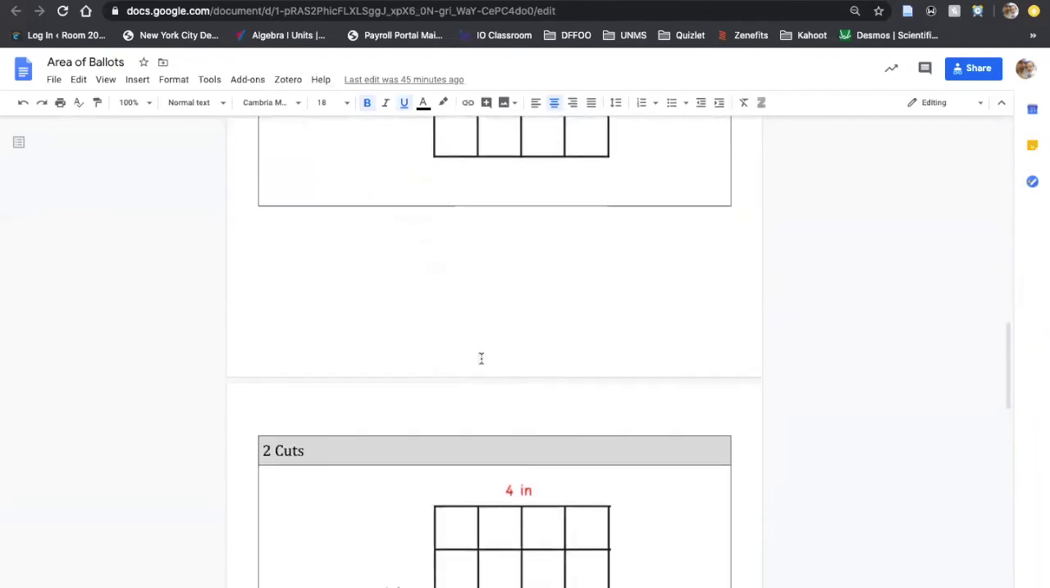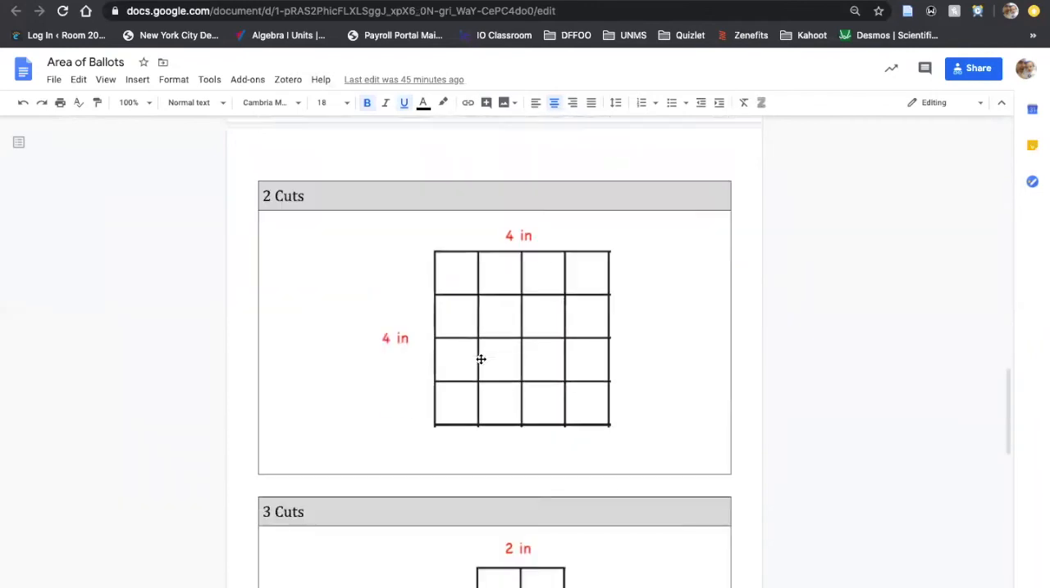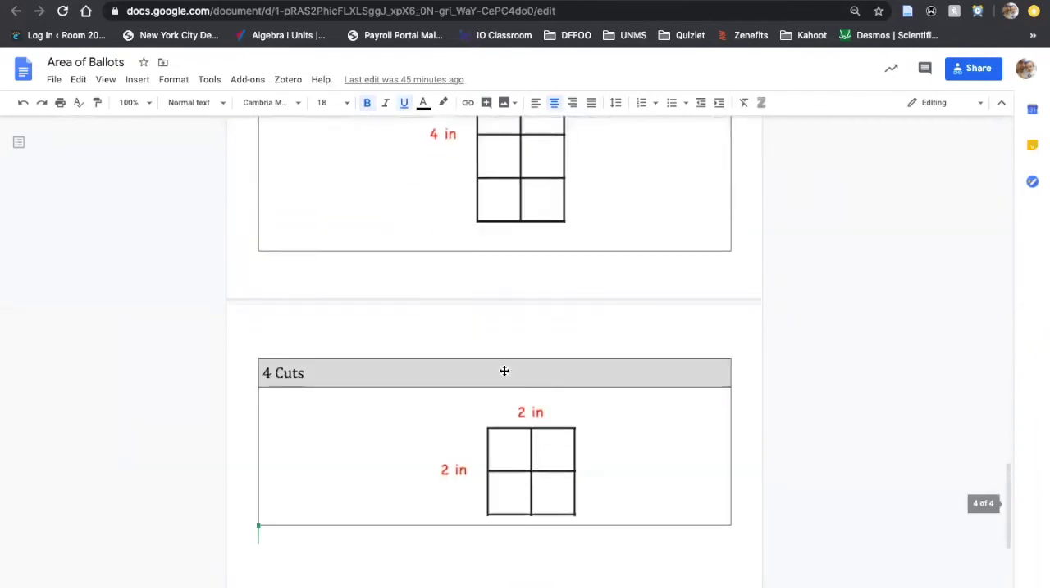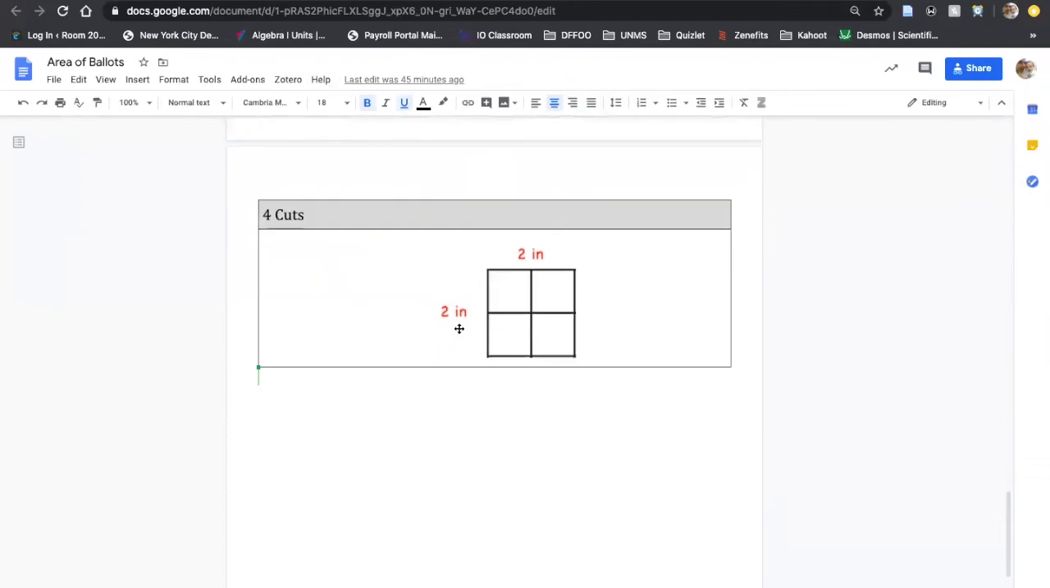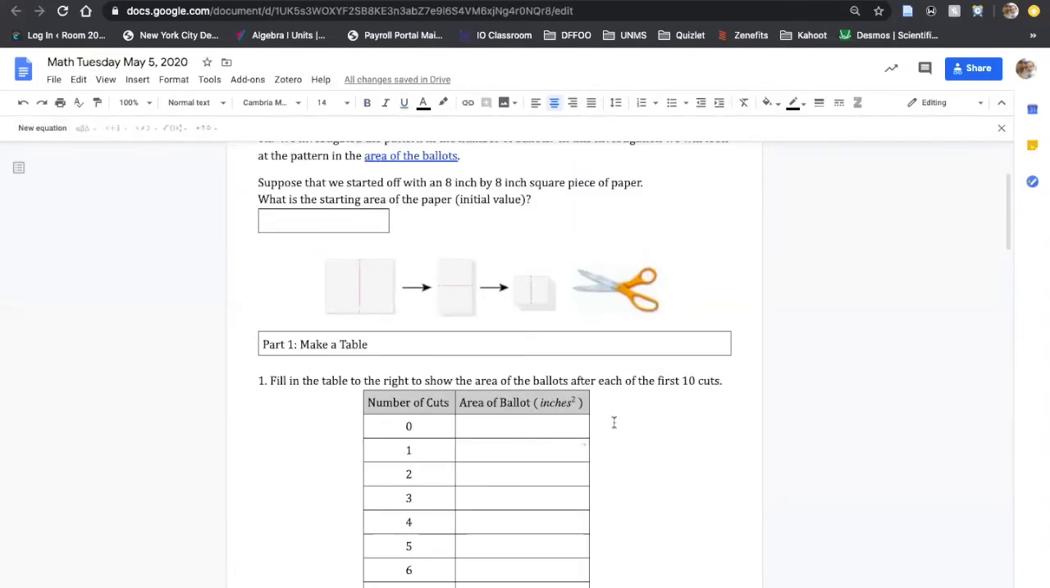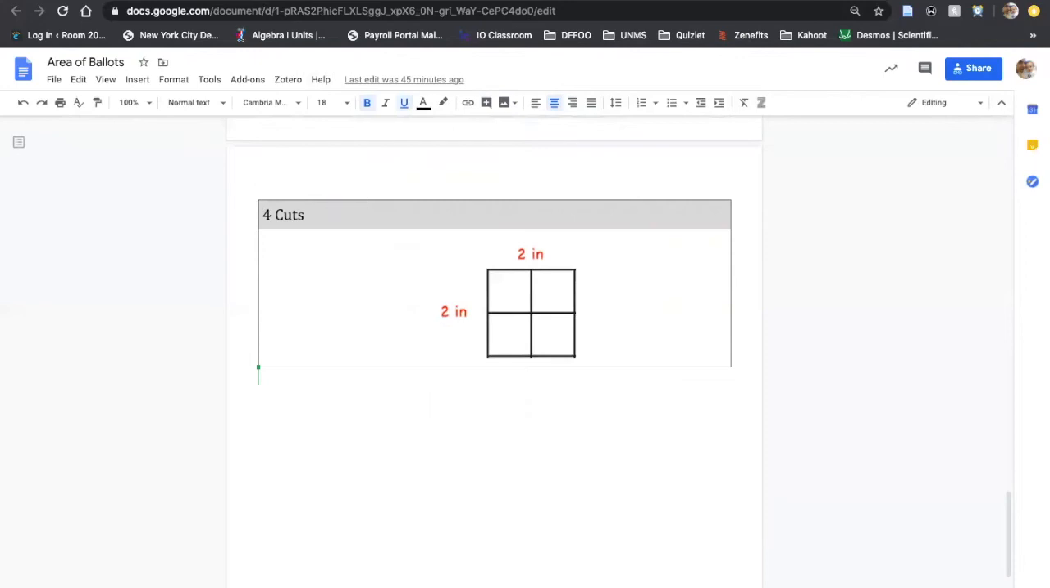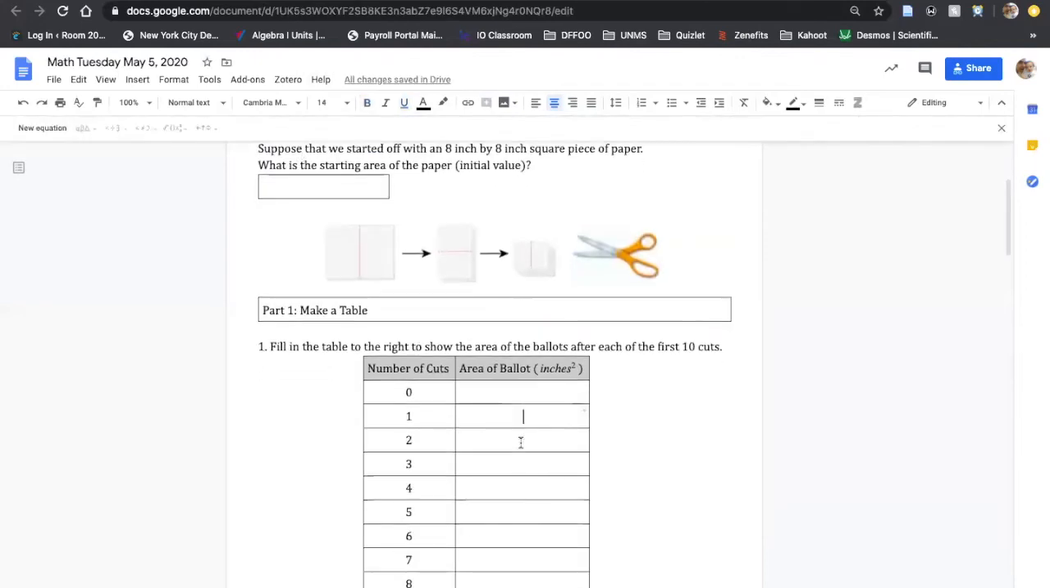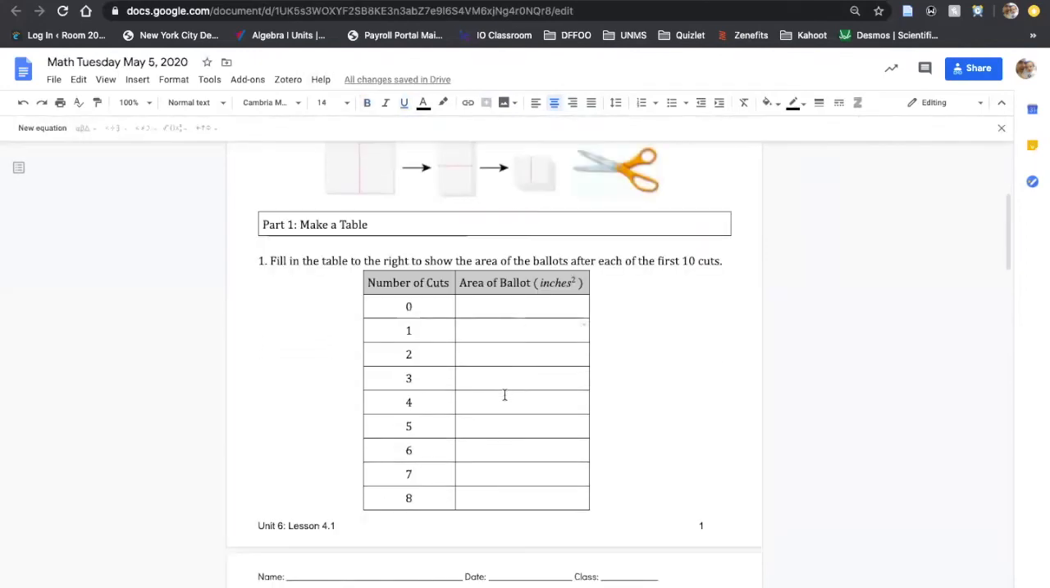Then you do the same thing for 2 cuts. This is what it looks like. 3 cuts looks like this. 4 cuts and so on, right? Every time you cut this piece of paper, you're cutting it in half and they're going to get smaller and smaller. So after you have those, I gave you pictures of the first 4 cuts, you should start to notice a pattern that's going to help you to finish out the rest of this table here, right?